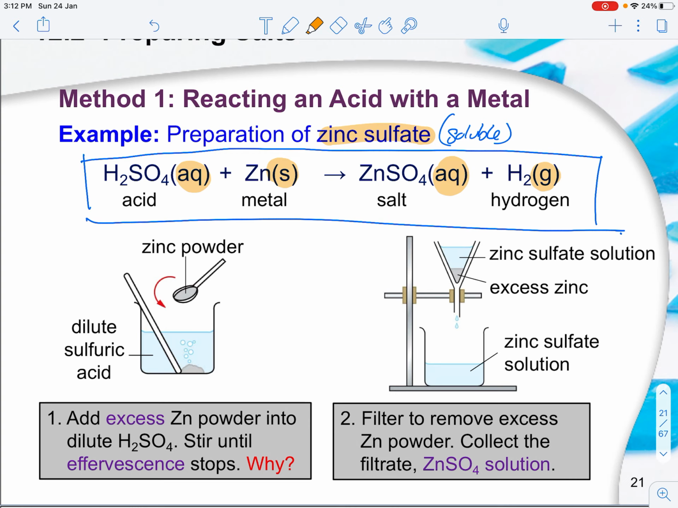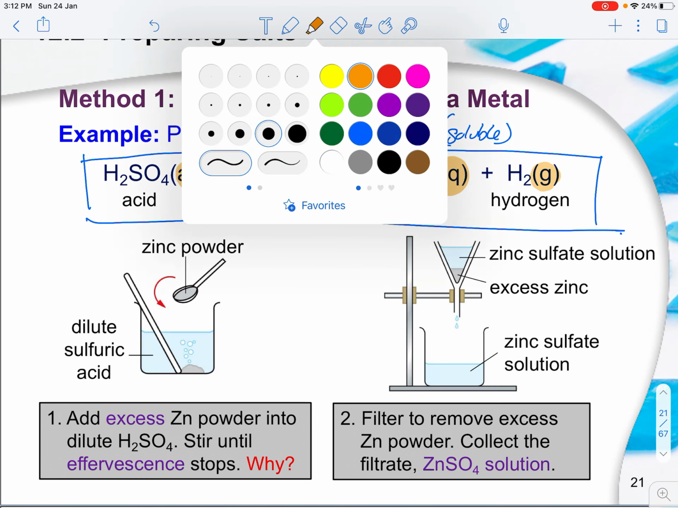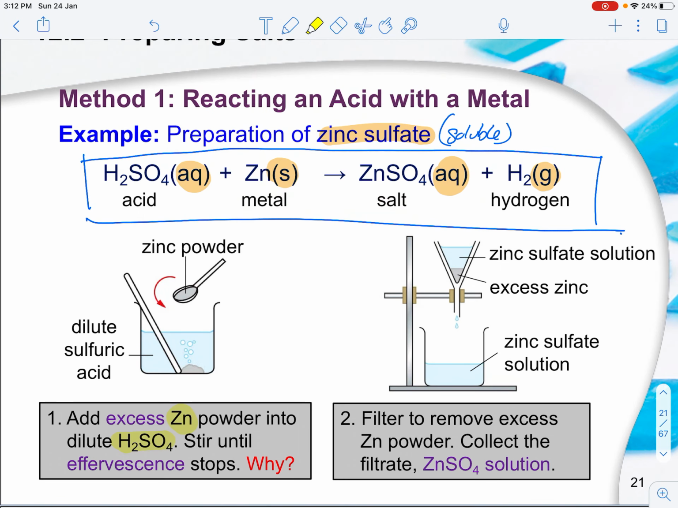Okay, so next, what are the subsequent marks? The subsequent marks are for the process of how you actually do the steps. Number one, you add excess zinc powder into dilute sulfuric acid. In this case, we are trying to prepare zinc sulfate, but of course you can always change it, so depending on these highlighted words, you can change whatever names you use. You add excess zinc powder into dilute sulfuric acid and you stir until effervescence stops. Why? This indicates that all the acid has been used up already, and adding extra powder is of no use at all.